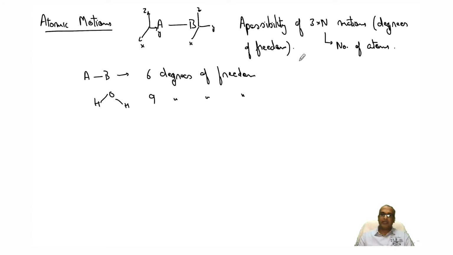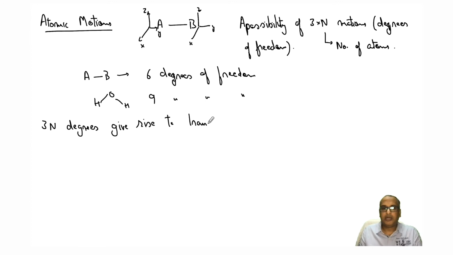Now these 3n degrees of freedom, or motions, give rise to 3 different types of motions. The first is translation. A molecule can translate in any particular direction, right? That is one motion. A molecule can also rotate, or a molecule can vibrate about its mean position, right? Now let us see how this can happen.